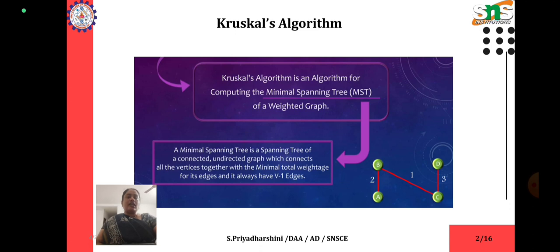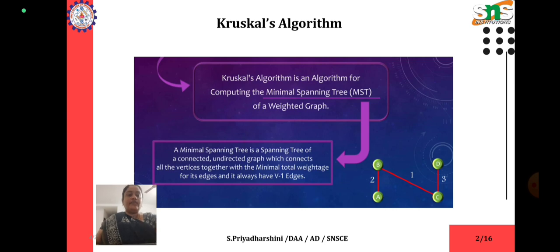So Kruskal's algorithm is used to find the minimum cost spanning tree, and it uses the greedy approach. The greedy choice is to pick the smallest weight edge that does not cause a cycle in the MST constructed so far. So let's see with an example. Kruskal's algorithm is an algorithm for computing the minimal spanning tree, MST, of a weighted graph. A weighted graph is a graph whose vertices or edges have been assigned weights. So let's see with an example.